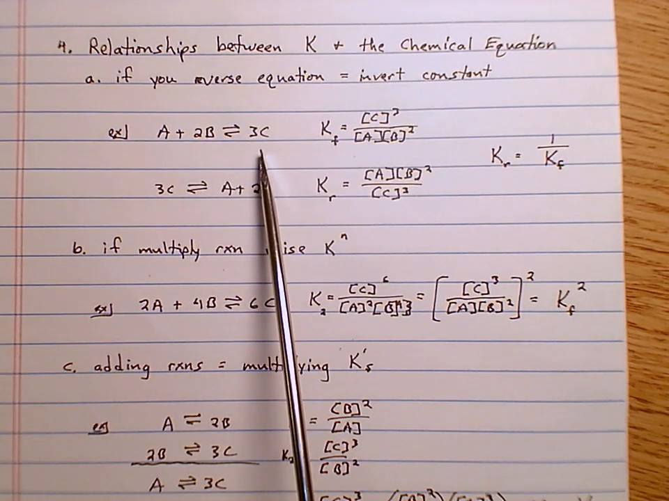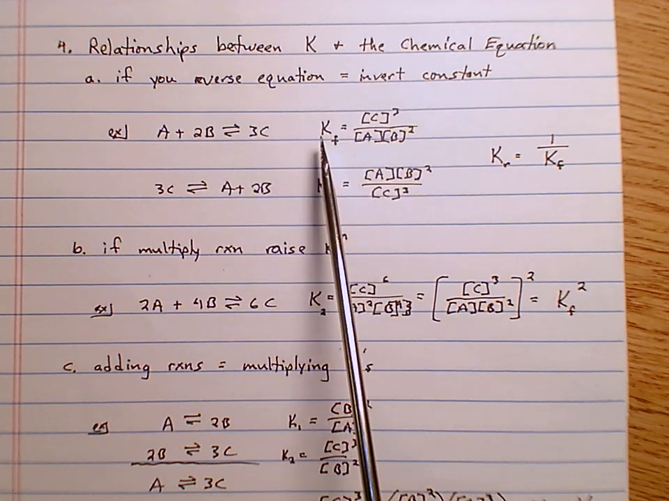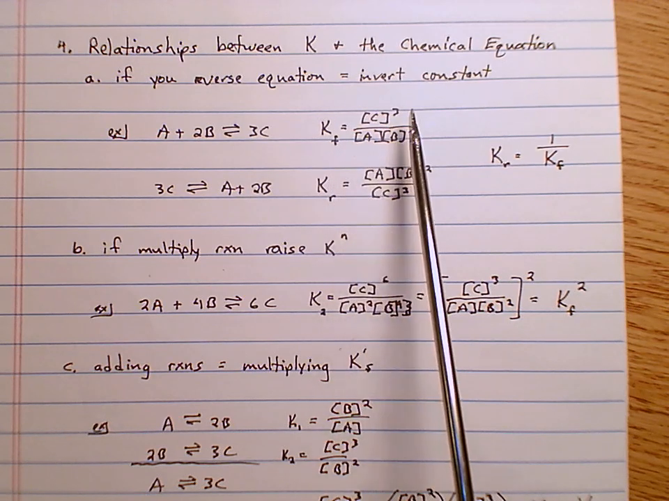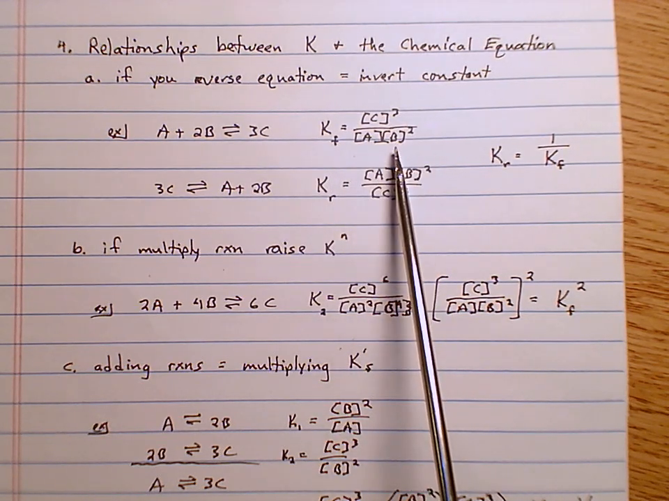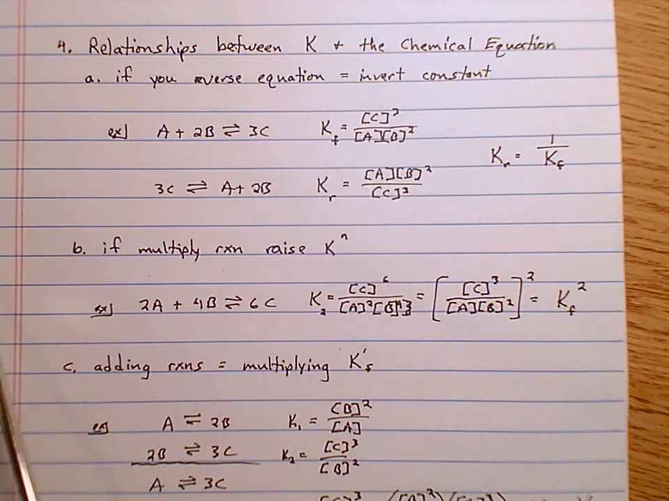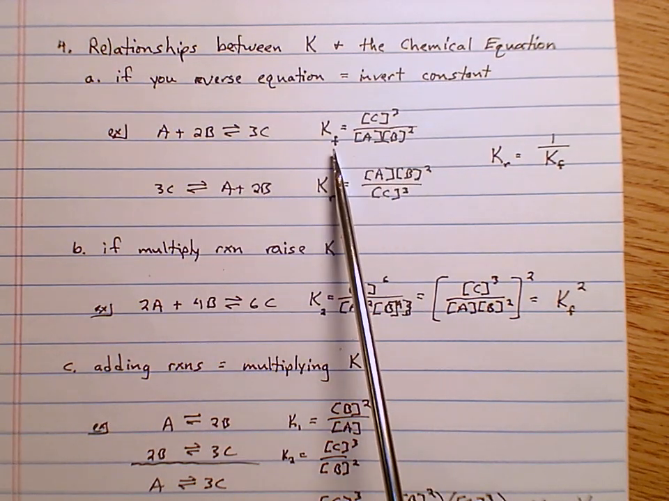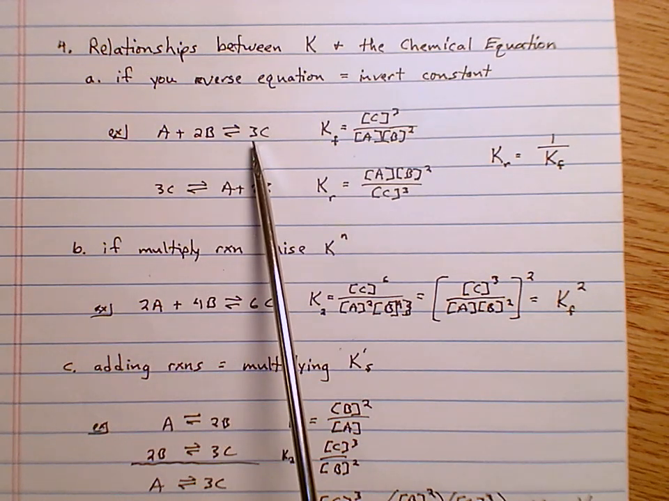I think by now we can all figure out that the equilibrium constant expression is K equals the concentration of C cubed divided by the concentration of A to the first power times the concentration of B to the second power. And I put a little F there, meaning this is the forward reaction. But what if we reverse the reaction?